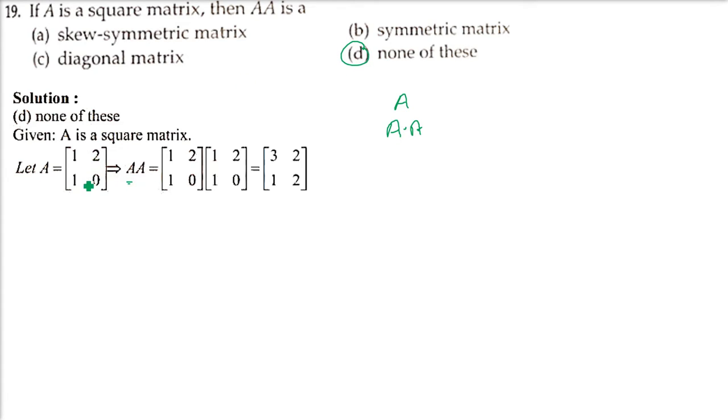You can take an example 1, 2, 1, 0, multiply these two, and you get 3, 2, 1, 2. So A can be anything.